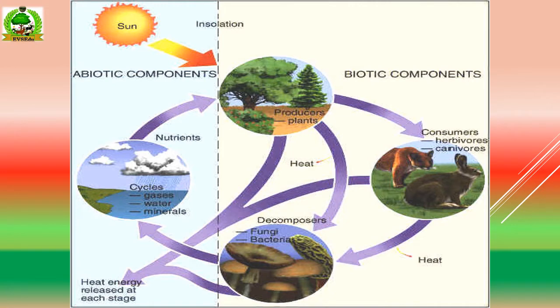Okay, this picture also represents the same, but in pictorial form. Here is again the complete structure of an ecosystem, which includes abiotic components like nutrients, cycles like gases, water, minerals, and it also includes biotic components like living plants, animals, and different kinds of fungi and bacteria which come under the decomposers.